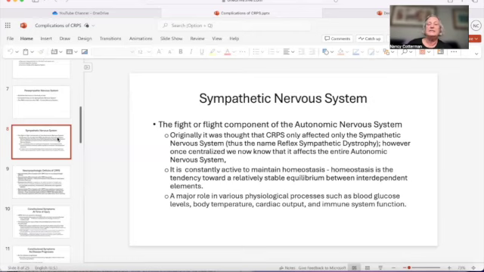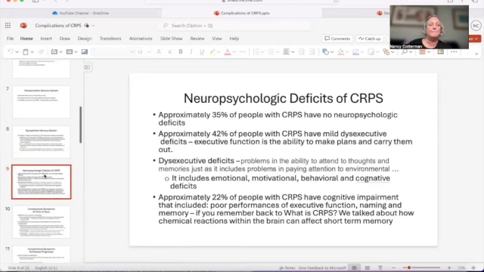It is consistently active to maintain homeostasis. Homeostasis is a balance between interdependent elements. It plays a major role in various physiologic processes, such as blood glucose levels, body temperature, cardiac output, and immune system function.